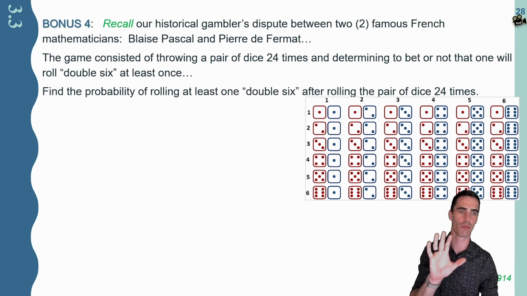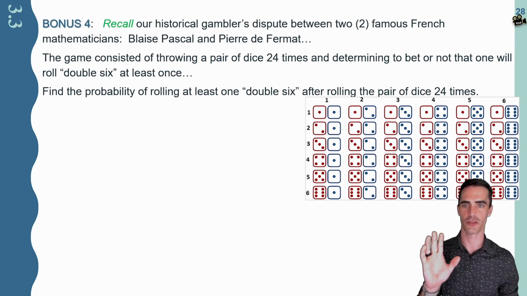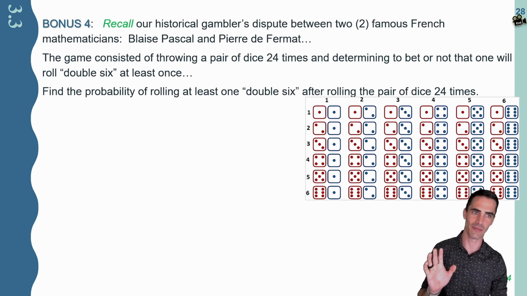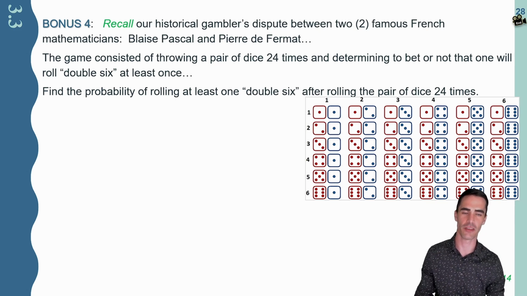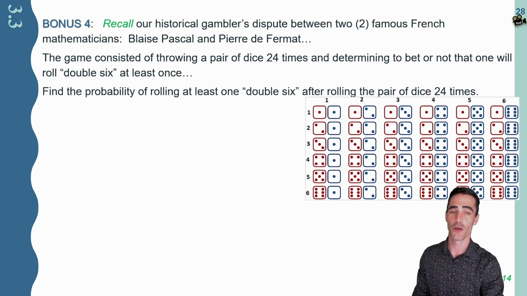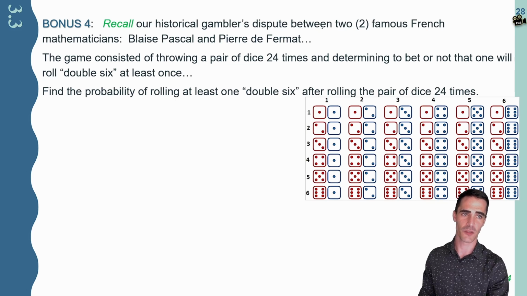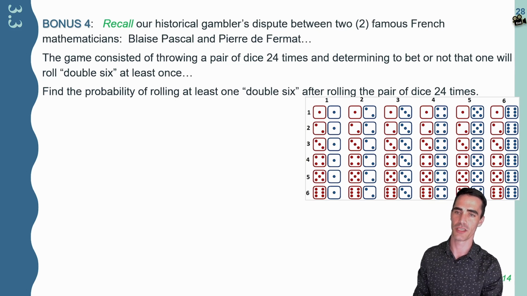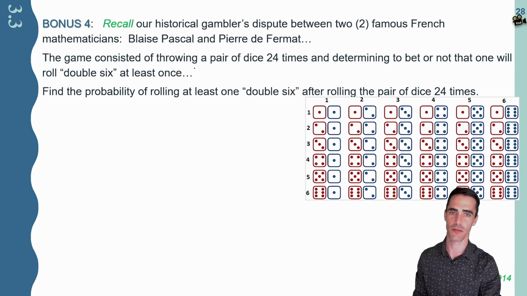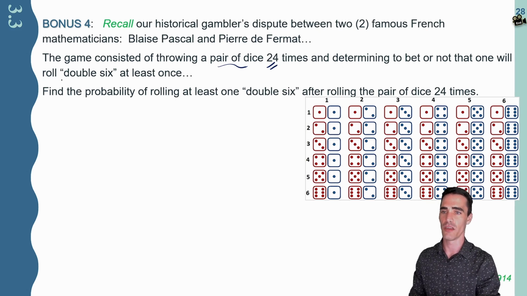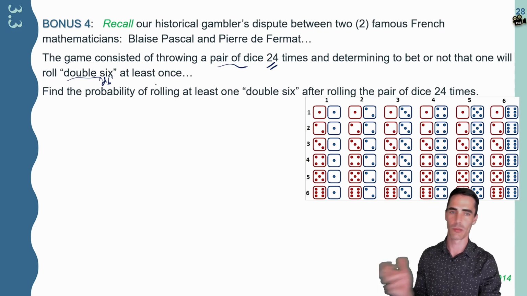When we first introduced probabilities, we said, hey, there's an origin story of where some people say that probability began. Let me read it and then we'll solve it using the tools that we learned here. So if you remember our historical gamblers' dispute between those two famous mathematicians, we had this game. This game consists of throwing a pair of dice 24 times and determining to bet or not on if you'll get at least one double sixes, or I'll write that as D6 for short, double sixes.